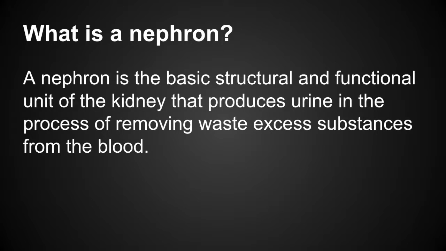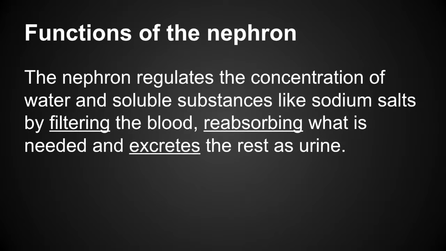A nephron. What is a nephron? A nephron is the basic structure and functional unit of the kidney that produces urine in the process of removing waste and excess substances from the blood. The nephron has three main functions. The nephron regulates the concentration of water and soluble substances like sodium salt by filtering the blood, reabsorbing what is needed, and it treats the rest as urine.